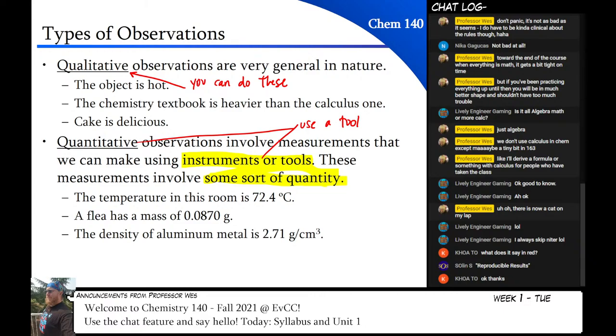We need a tool to do that. So anything involving numbers to any degree of precision is going to be quantitative. So if you're looking at an observation and I'm asking you, is it qualitative or quantitative? Look for numbers. Anything with numbers in it that is specific is quantitative. Anything else is qualitative.